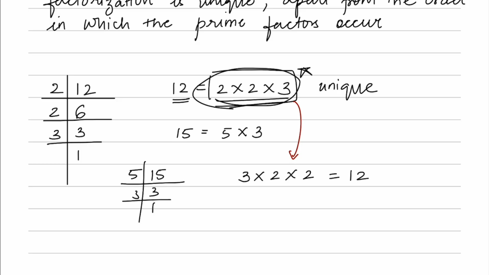Another way to write this is 3 raised to 1 to represent that there is only one 3, and since there are two 2s, I'm going to write 2 raised to 2. Okay. Now we'll look at a couple of other factorizations.